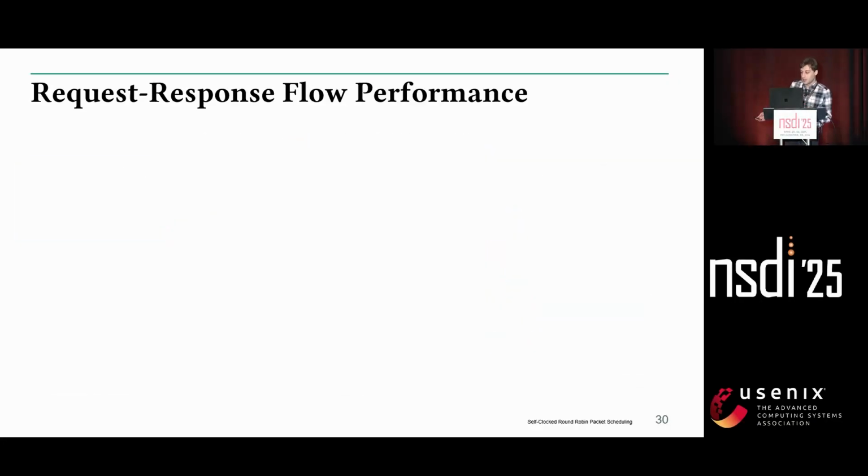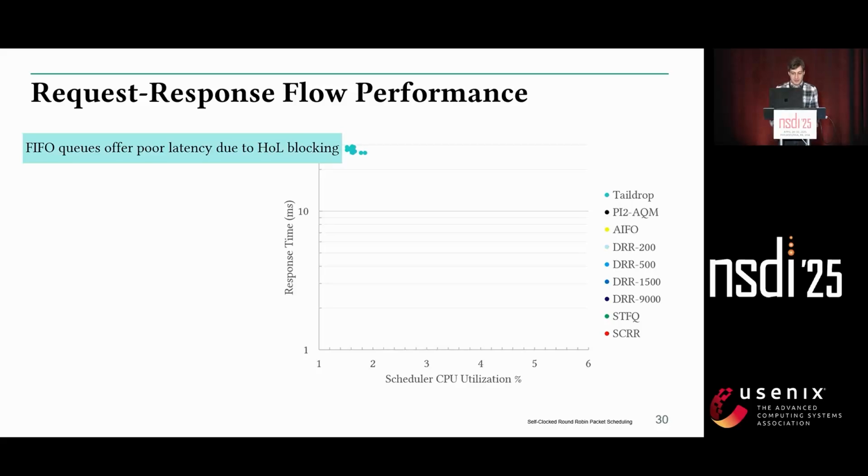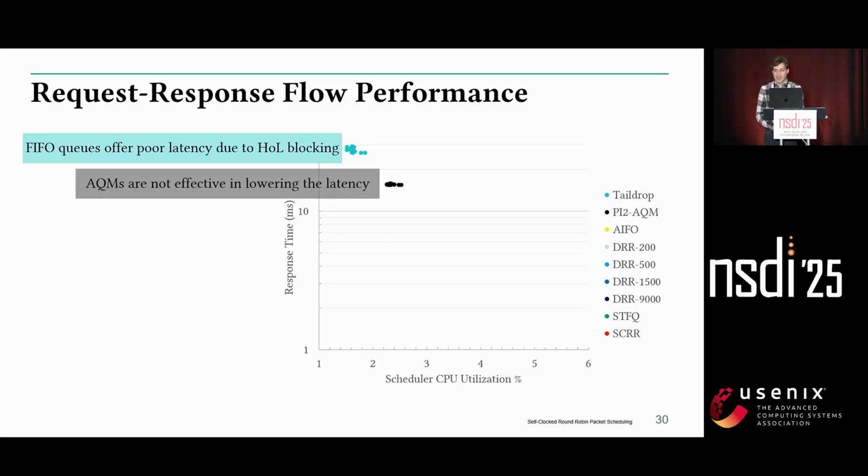Let's also compare SCRR to other packet scheduling paradigms in a similar request-response experiment. Here, we vary the request sizes from 150 bytes up to 10 kilobytes and plot the CPU versus latency for each request size. FIFO queues create severe head-of-the-line blocking, so the response time is usually pretty bad. We tried AQMs, but they are not very effective in helping latency-sensitive flows. We tried admission control in AIFO, which further lowers the latency at the cost of more CPU utilization.